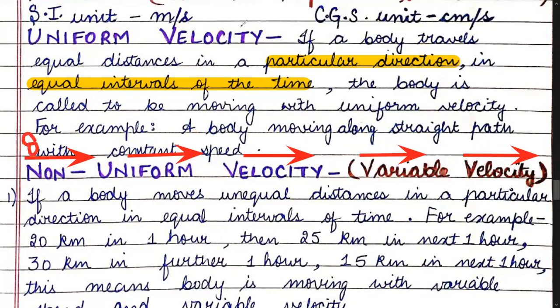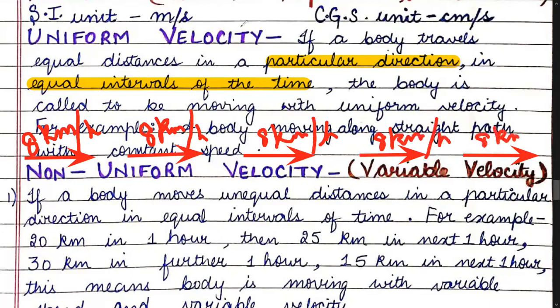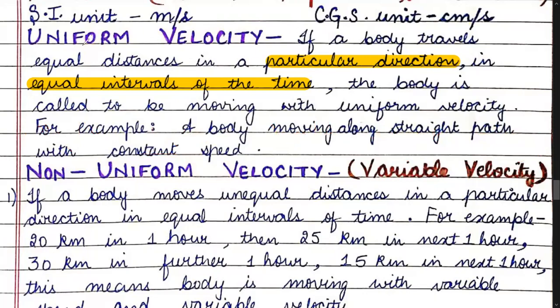Or suppose the body is moving in a straight path with a speed of 8 kilometer per hour. Is the speed changing? No, the speed is not changing. Is the direction changing? No, the direction is also not changing. So the body is moving in the same direction with the same speed. Thus, this is an example of uniform velocity.